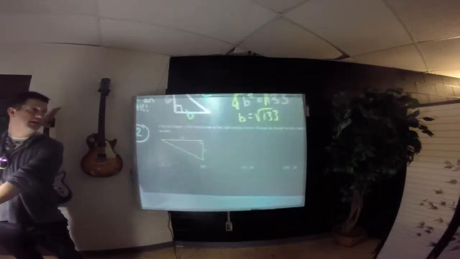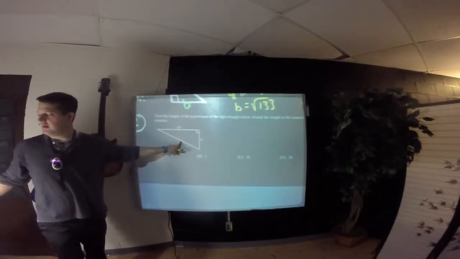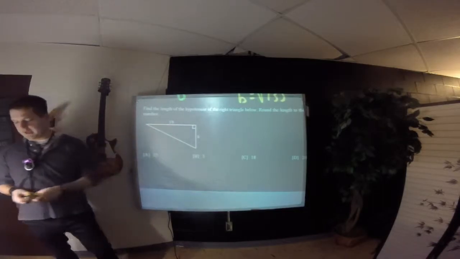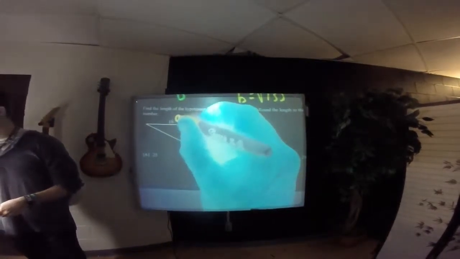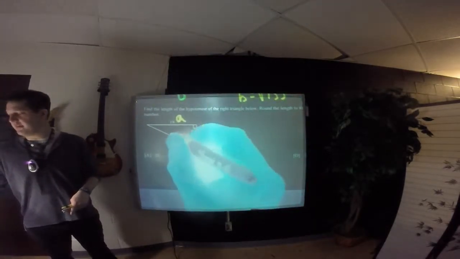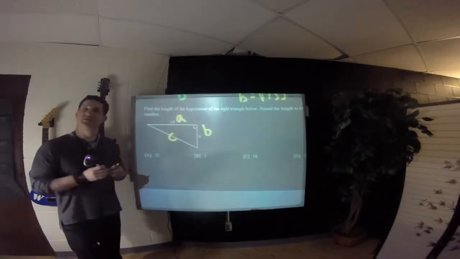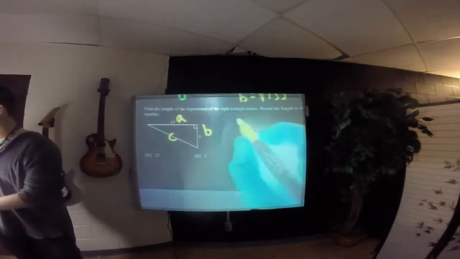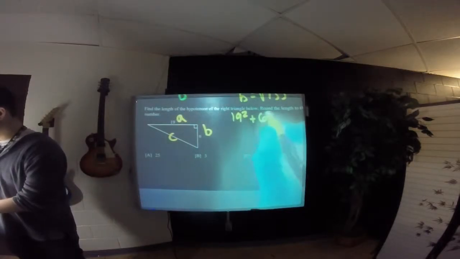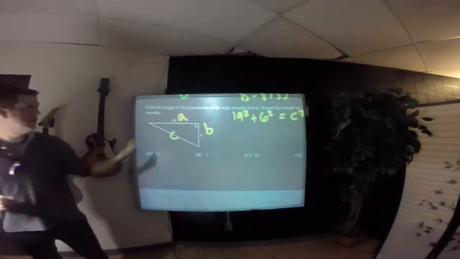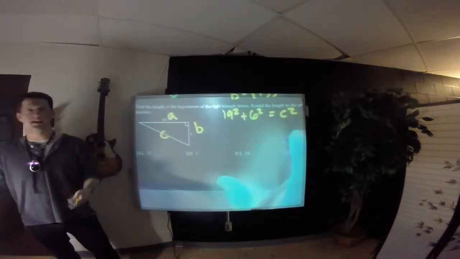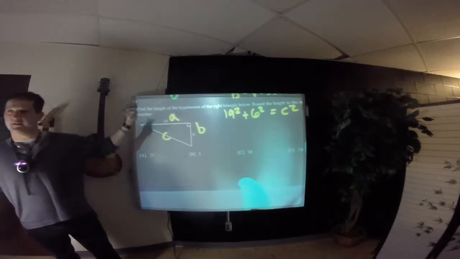This one's easier. And most often they're going to give you a picture. We have to call A, B, and C. So what do we call this one? A, because it's a leg. Is this a leg as well? Yeah, so it's B. The one thing we don't know is the hypotenuse, C. So how do we set up this equation? 19 squared plus 6 squared is C squared. A squared plus B squared is C squared. This is more normal for a Pythagorean theorem. We don't know the hypotenuse.